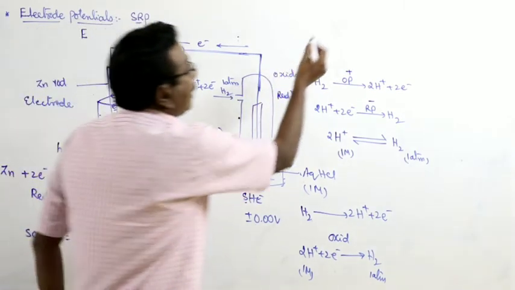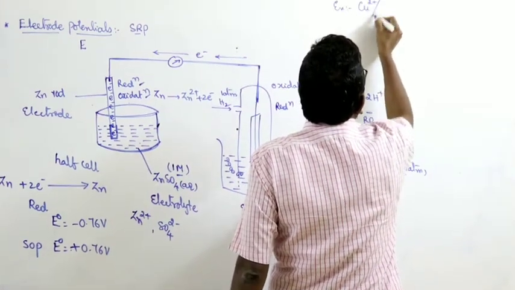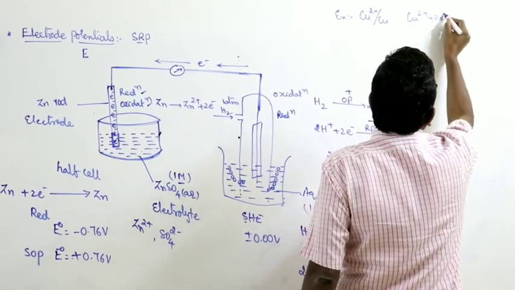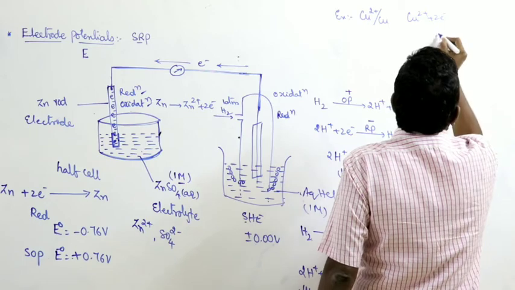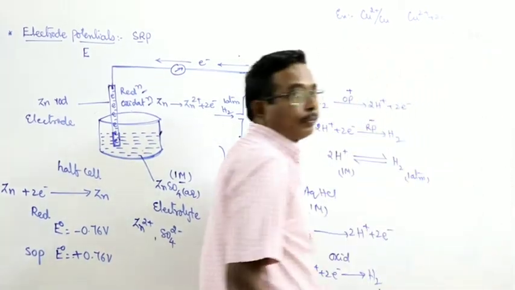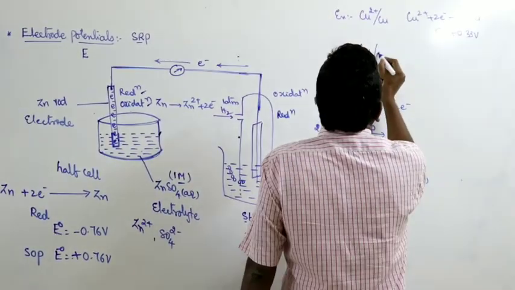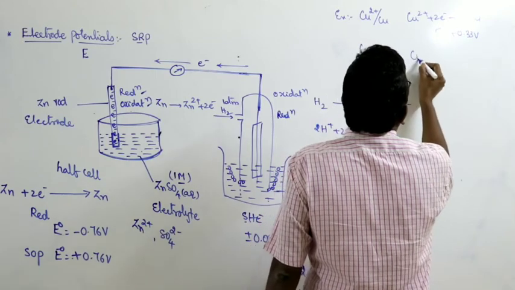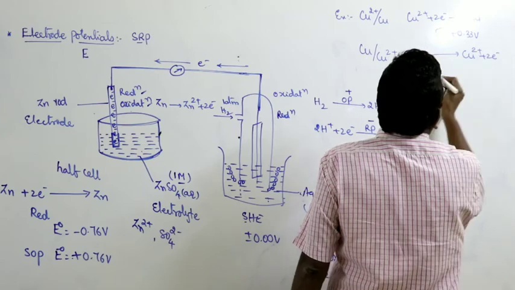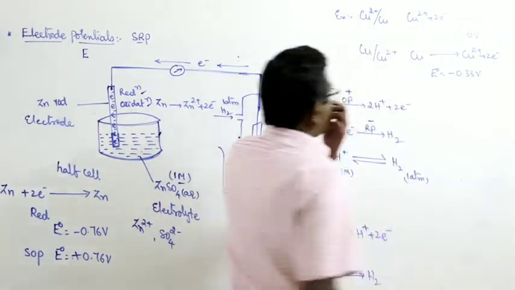Okay. And take another example, let us consider copper. Cu2+ by Cu means what? Cu2+ plus 2 moles of electrons gives rise to Cu. And E naught is equal to plus 0.33 volts. And what about the oxidation potential? Cu by Cu2+ means Cu gives rise to Cu2+ plus 2 moles of electrons. E naught is equal to minus 0.33 volts.